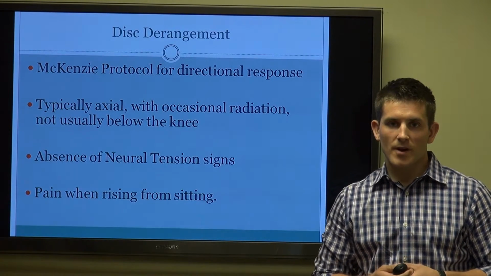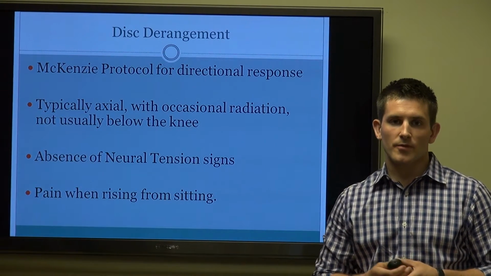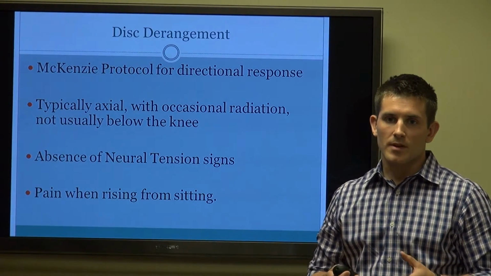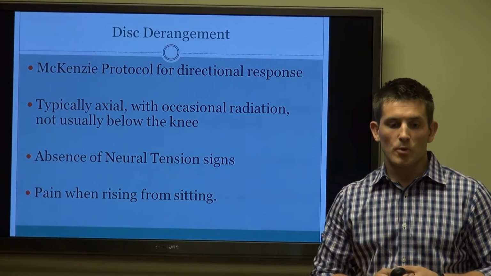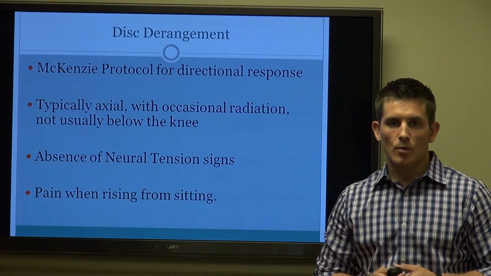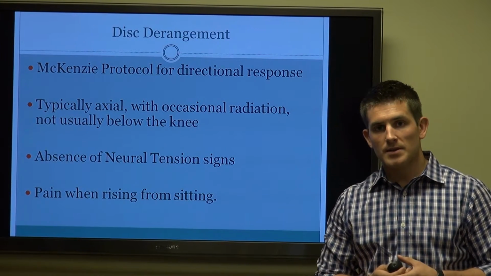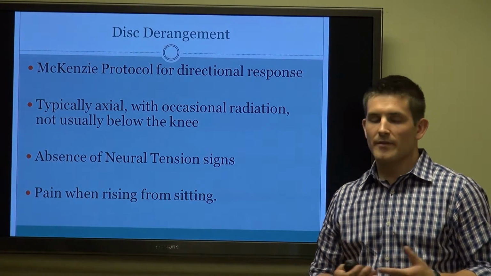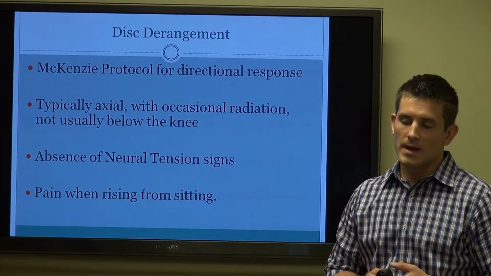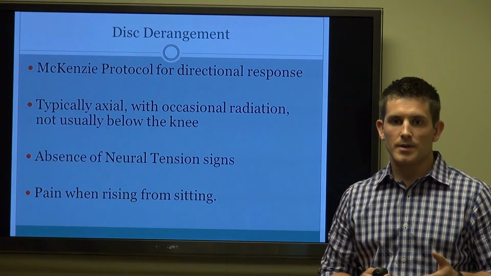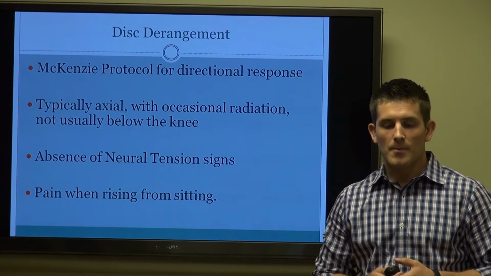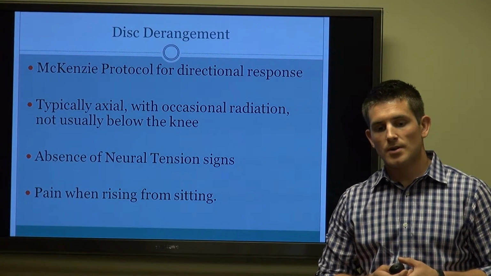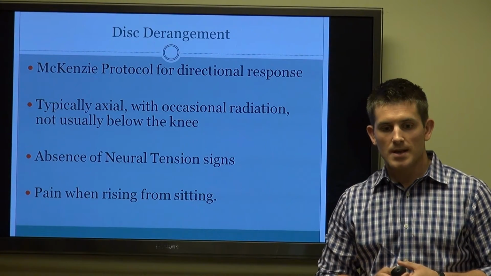So disc derangement I find is one of the most common presentations, especially for acute back pain. We know that in acute back pain, the disc is involved in approximately 80% of people with acute symptoms. So the way we generally evaluate disc patients is with a McKenzie protocol for directional response. If you're not familiar with Robin McKenzie, he was a New Zealand physiotherapist who came up with a way to diagnose and manage essentially acute disc derangement patients.